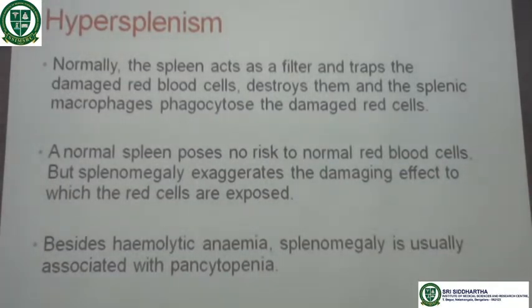Okay, a normal spleen never poses any risk to the RBCs, but in any case of splenomegaly, the overall functions get exaggerated. This leads to unnecessary red blood cells getting exposed and destroyed. Besides hemolytic anemia, as the spleen destroys the RBCs, we get splenomegaly also. It can destroy all the other cell series too, leading to pancytopenia also. Treatment, what is the treatment for hypersplenism? The spleen is working more, so splenectomy, remove the spleen. This relieves the anemia.